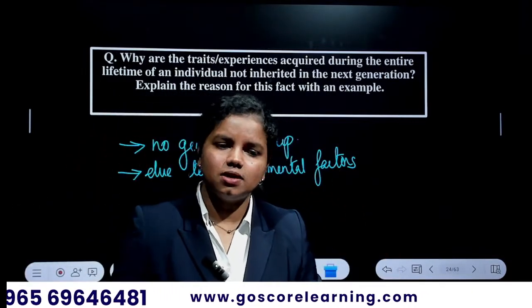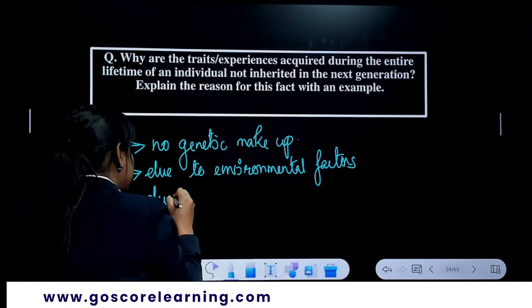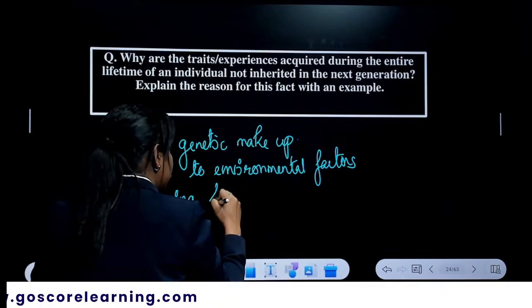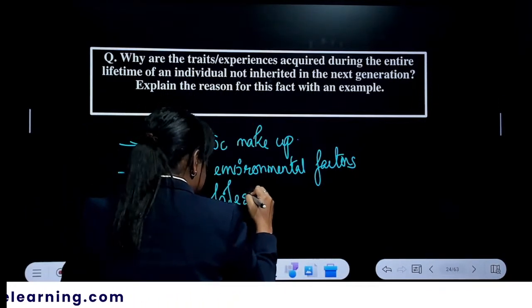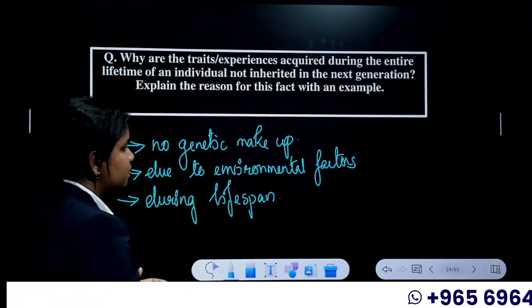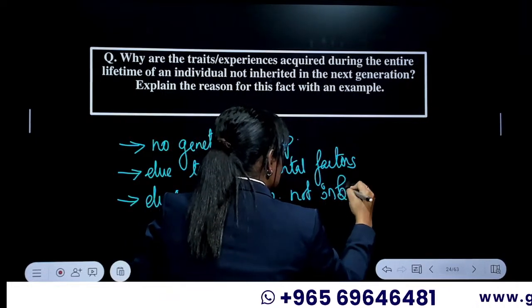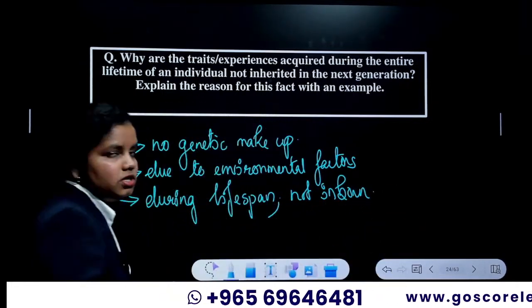So an acquired trait is not at all present in your genes, not at all in your gametes. It is basically something you learn during your lifetime. It is gained during your lifetime or lifespan, and it is not inborn. So these are the reasons why an acquired trait cannot be transferred to your offspring.